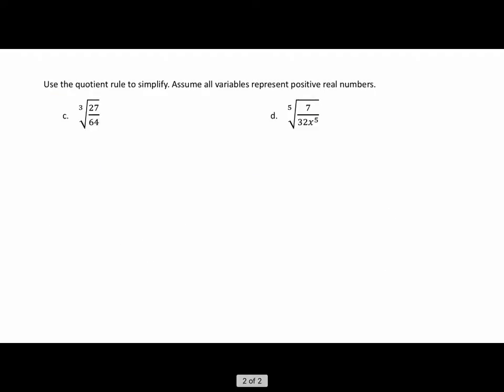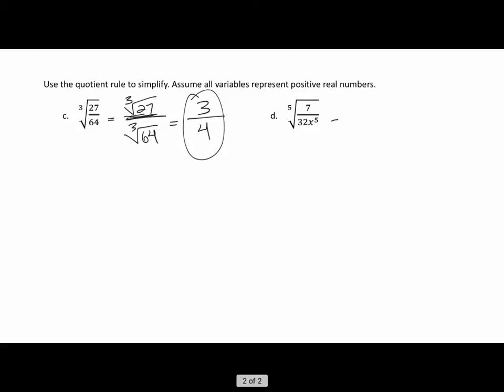I'm going to continue to use the quotient rule here. So c, the cube root of 27/64. Again, I could probably do that without separating, but I can also separate by the quotient rule. So the numerator has its own radical with an index of 3, and the denominator has its own radical with an index of 3. Then the numerator, the cube root of 27, that's got to be 3, because 3 times 3 times 3 is 27. And in the denominator, the cube root of 64 is going to be 4, because 4 times 4 times 4 is 64. So the simplified expression is 3/4.